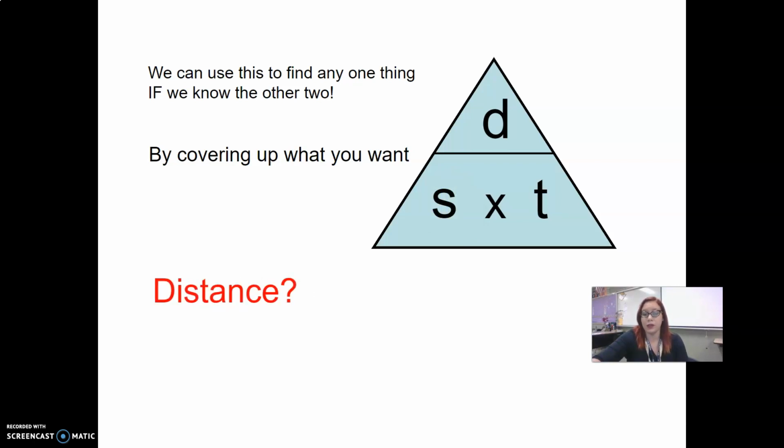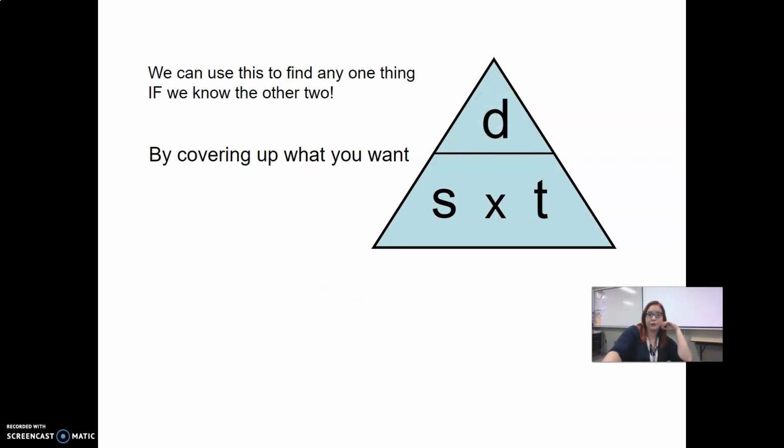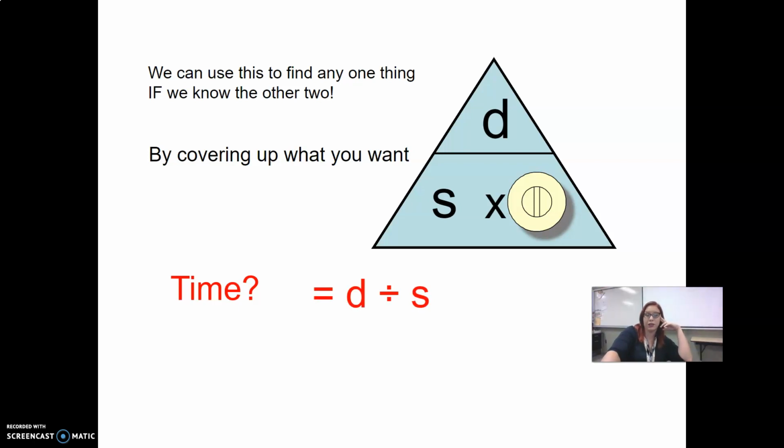So speed equals D over T, distance divided by time. Well, what if we don't know the distance, and that's what we want to find out? We have the speed, we have the time, and we want to know what the distance is. So you would cover up the D, and that leaves you with S times T. So the formula for distance is speed multiplied by time. Well, what if you don't know the time? Then you would cover up the time, and that would leave you with D over S. So when we have a number over another number with a line, that means to divide. So distance divided by speed will give you the time.